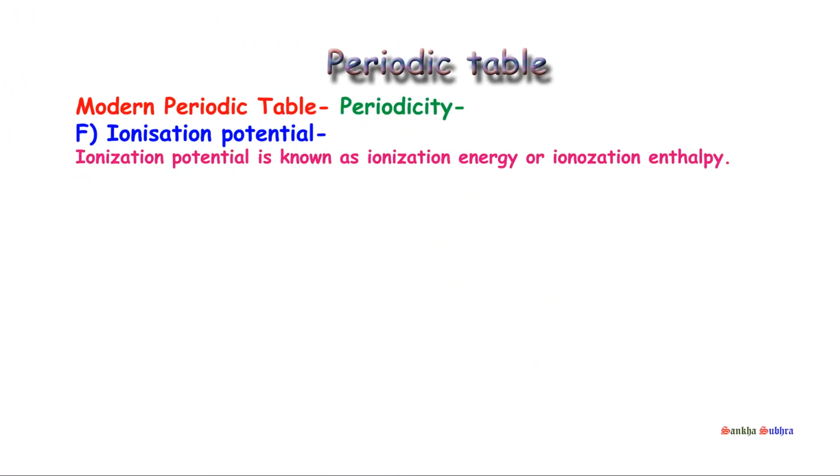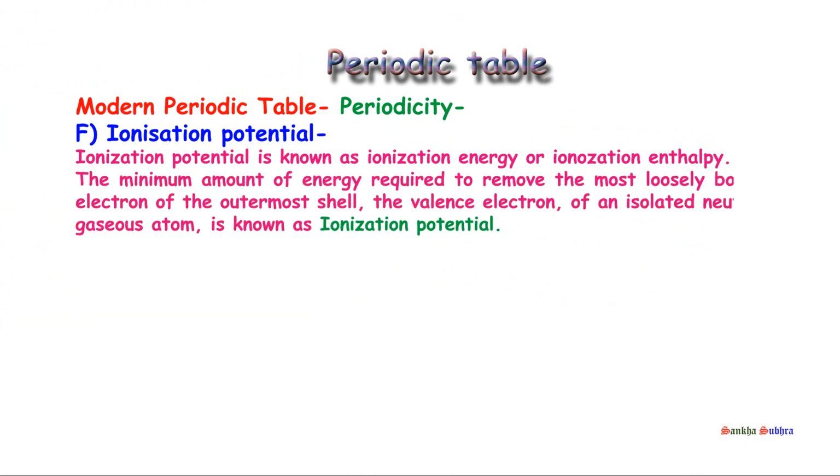The next periodic property which is going to be discussed right now is the ionization potential. So ionization potential is also known as ionization energy or the ionization enthalpy. Basically, ionization potential or the ionization energy is the amount of energy or work done required to remove the most loosely bound electron of the outermost shell, that is the valence electron of an isolated neutral gaseous atom.